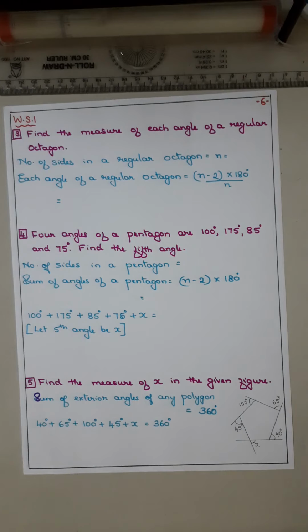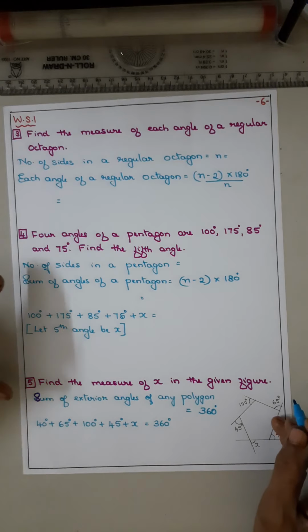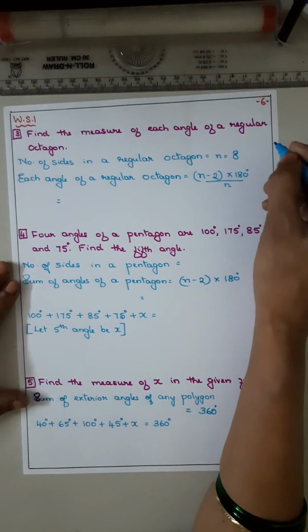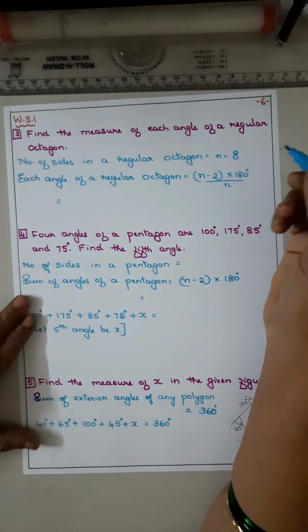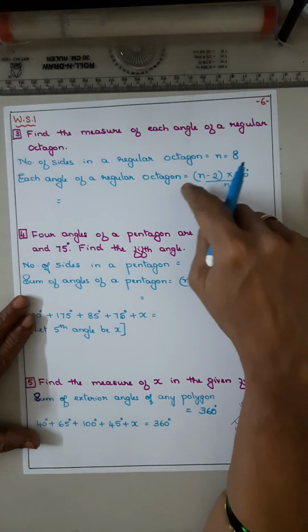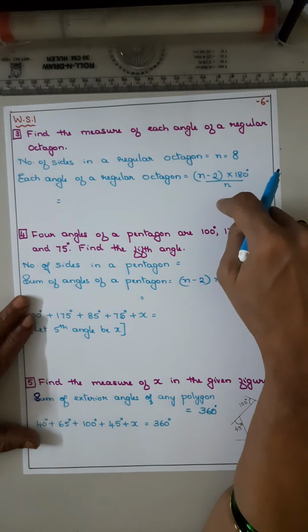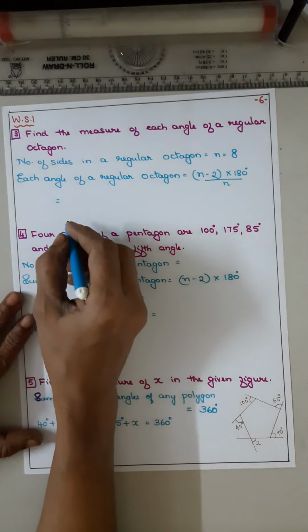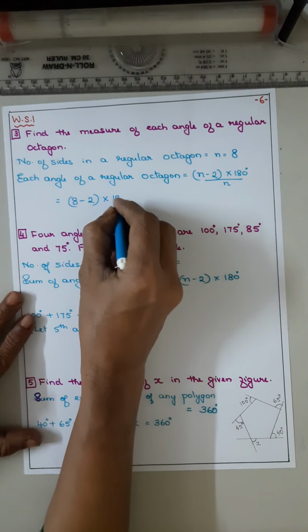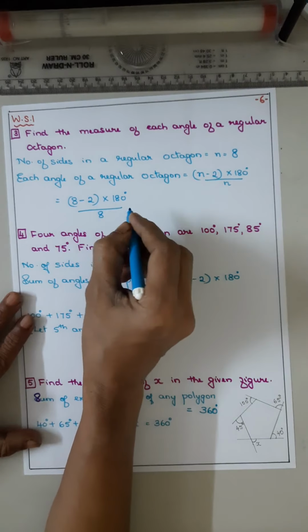Find the measure of each angle of a regular octagon. Each angle. So first write the number of sides in a regular octagon. n is equal to octagon. How many sides? It is 8. Now write the formula for each angle of a regular octagon. What is the formula? (n minus 2) into 180 divided by n. So you will be putting n is 8: (8 minus 2) into 180 divided by 8.